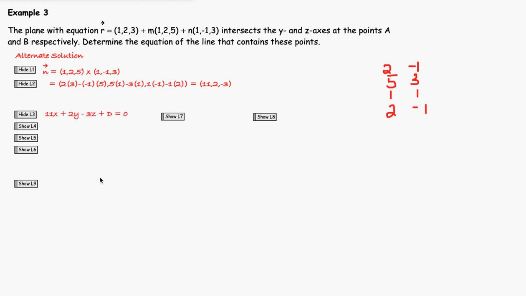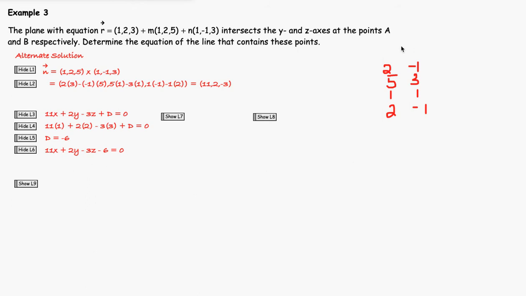Now what I'm going to do is find that Cartesian equation. I know it is 11x plus 2y minus 3z plus d. I'm now going to plug in the point (1, 2, 3). 11 times 1 plus 2 times 2 minus 3 times 3 plus d. That gives us 11 plus 4 is 15, minus 9 is 6. 6 plus d is 0, so d is negative 6. There is my Cartesian equation: 11x plus 2y minus 3z minus 6 equals 0.